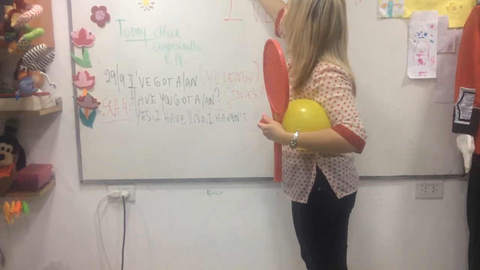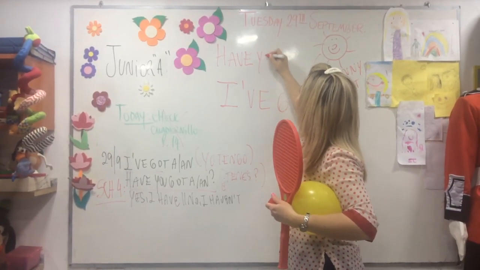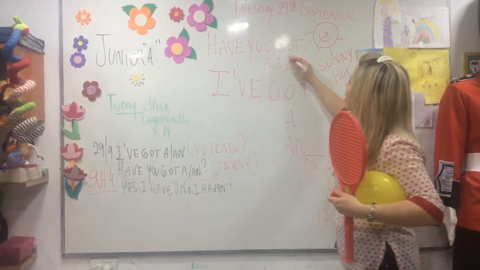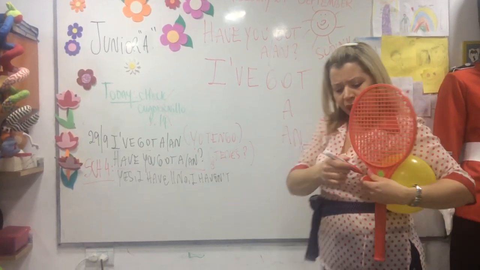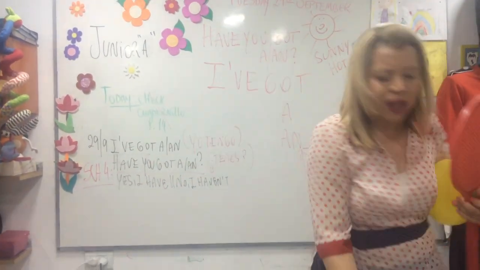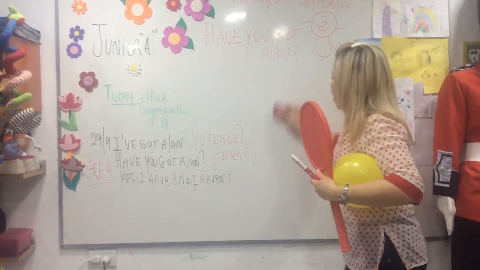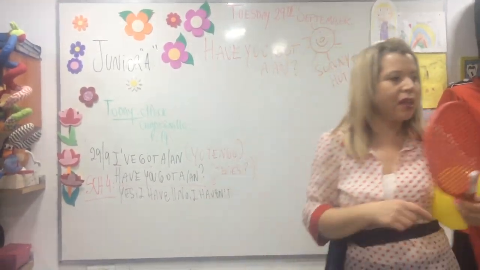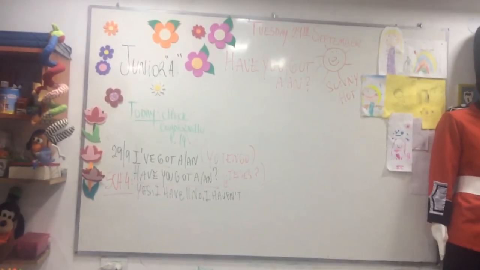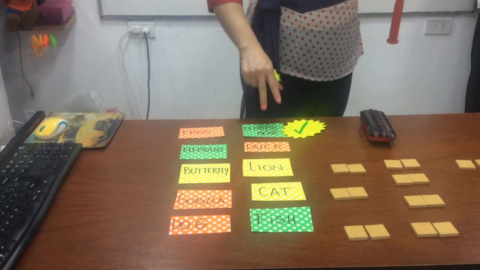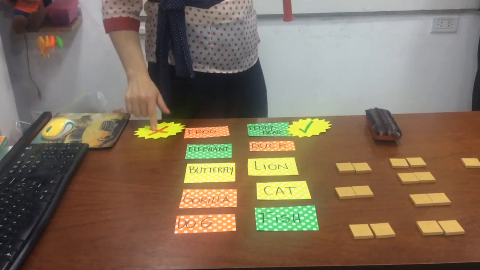the second round, have you got a one? Yes? Okay. So this is the second round. The question. Yes, I have. No, I haven't. Vamos a hacer una yes, otra no. Okay? So, pay attention now. So, todas las de esta lista van a tener tick. Van a ser yes, I have. Y todas las de esta lista, no, I haven't.